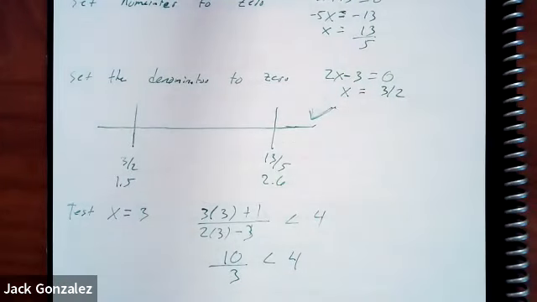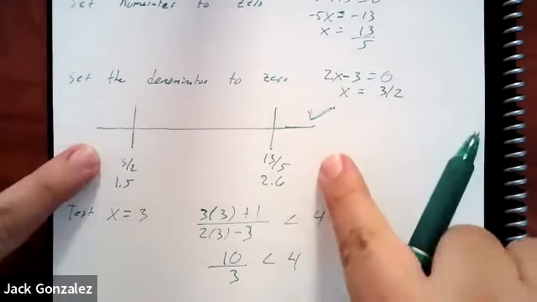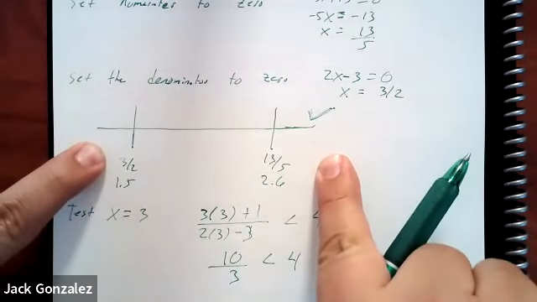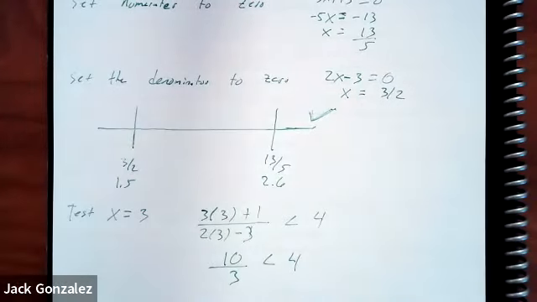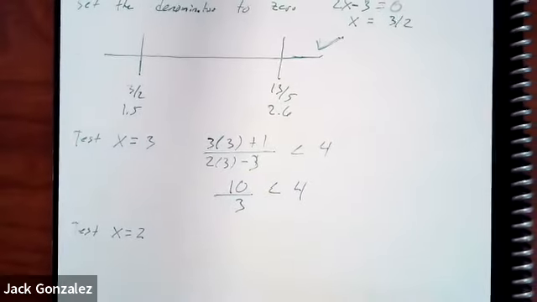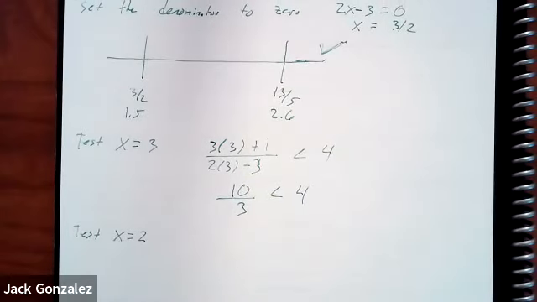Okay, what's an easy number between 1.5 and 2.6? 2. Yeah, I think 2 would be the best, right? Otherwise, we'd have to use decimals or fractions, and I don't want to do that. Yeah, it's cool so far.